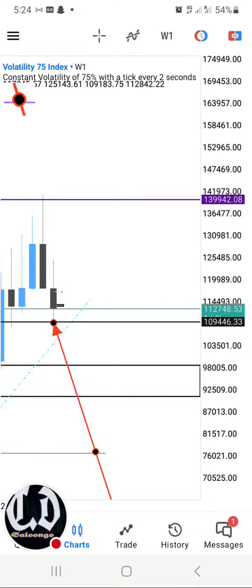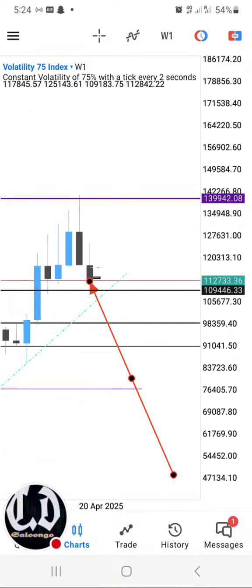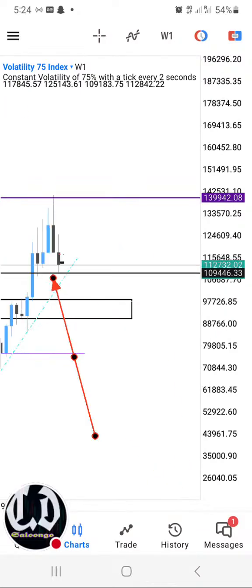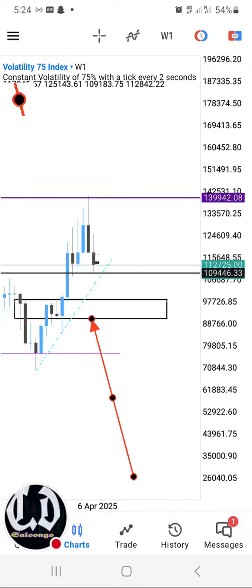So there are two things to happen here. Either we retest it and go up, or we break and retest this zone, and then we come back down to this order block.